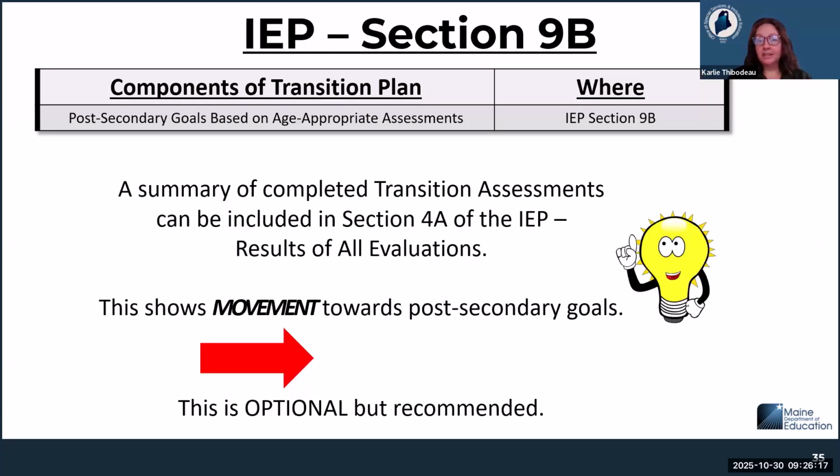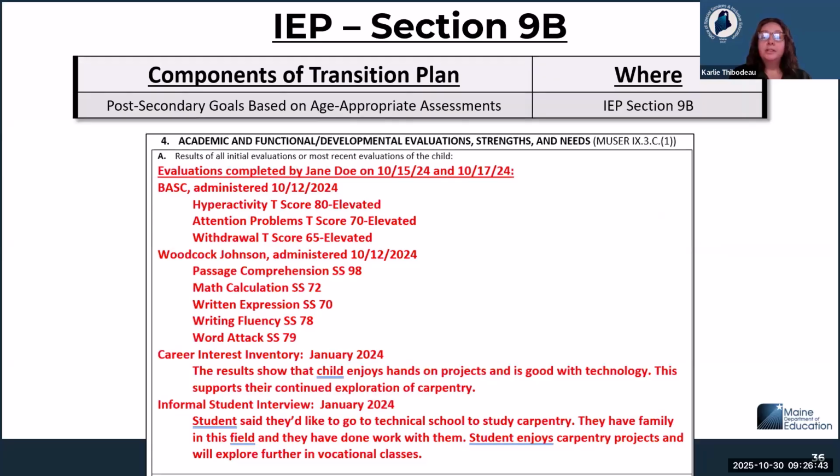And again, I think we're going to say this on every section, but it's all about showing movement. That's why we really recommend multiple assessments and showing the years they're completed, because it shows that movement, that the student is moving on and looking into other avenues. You can also include the transition assessments within section 4A. That is not required, but you can include them in section 4A if you choose to.